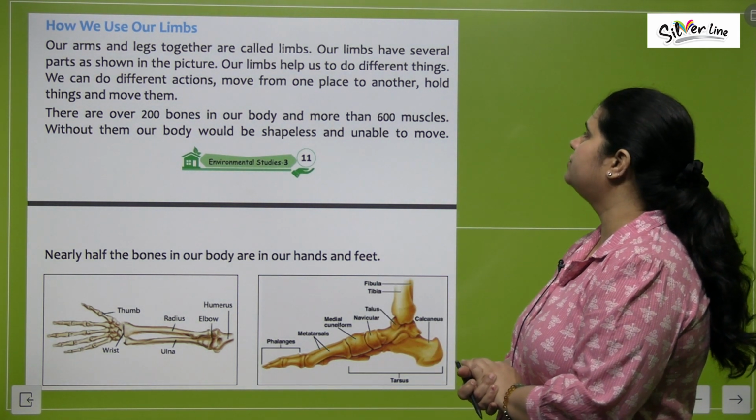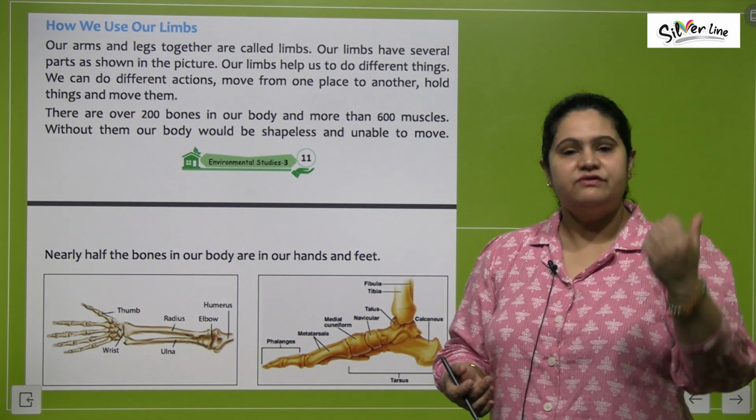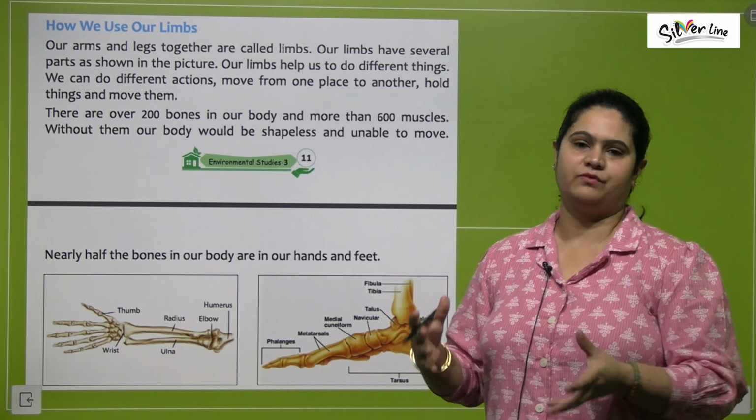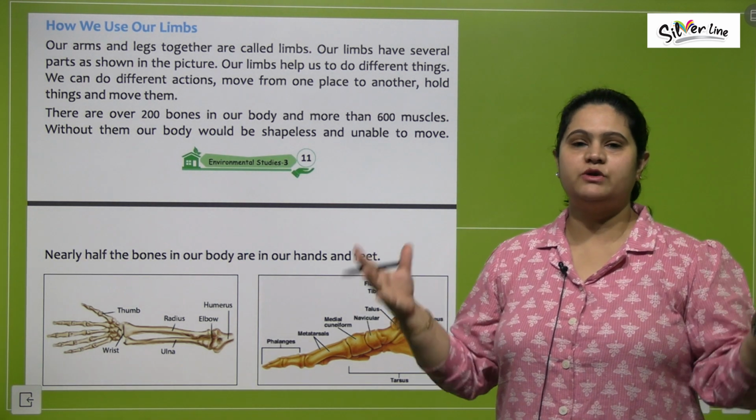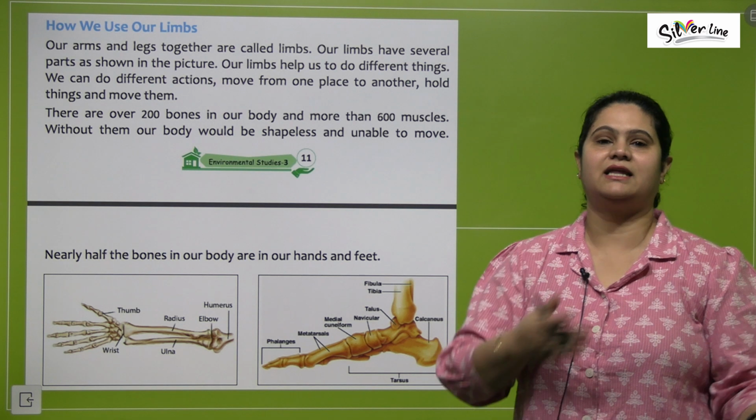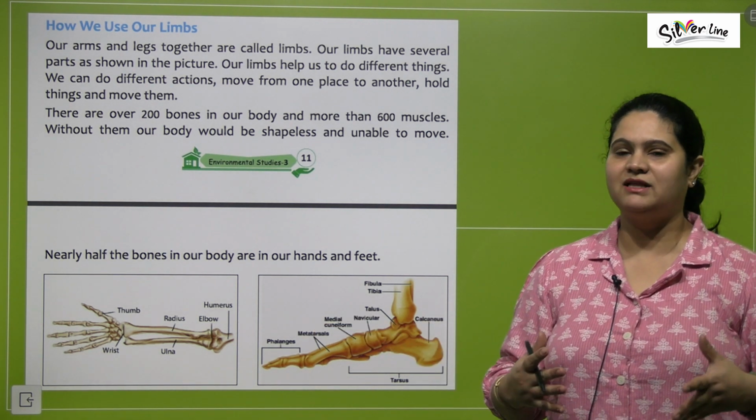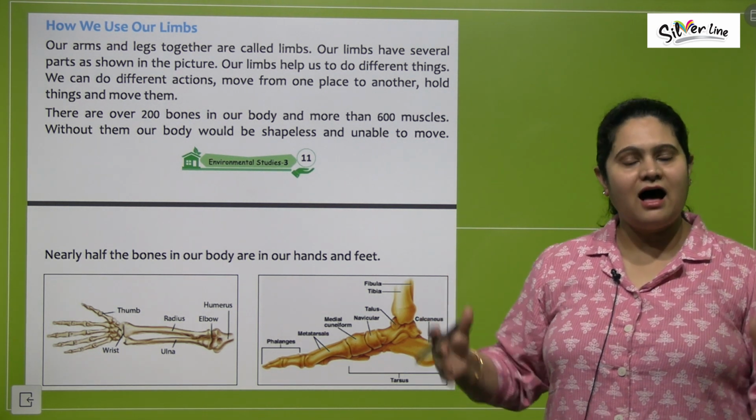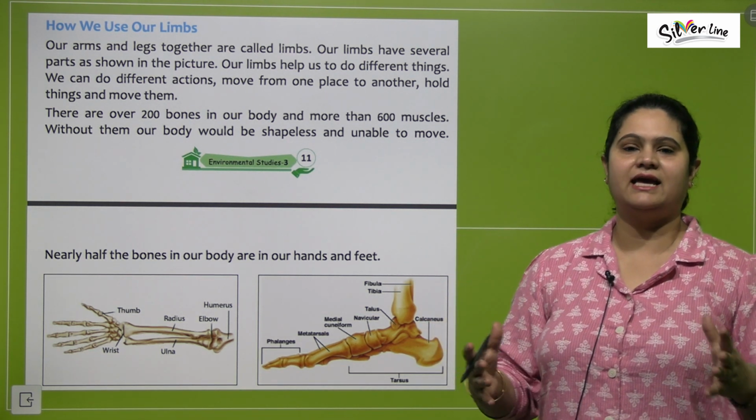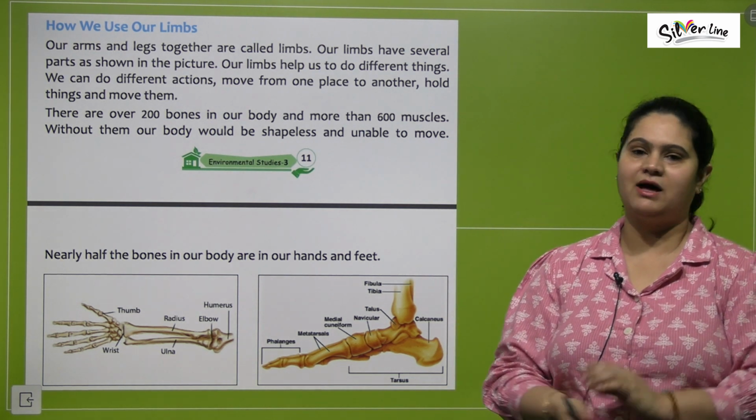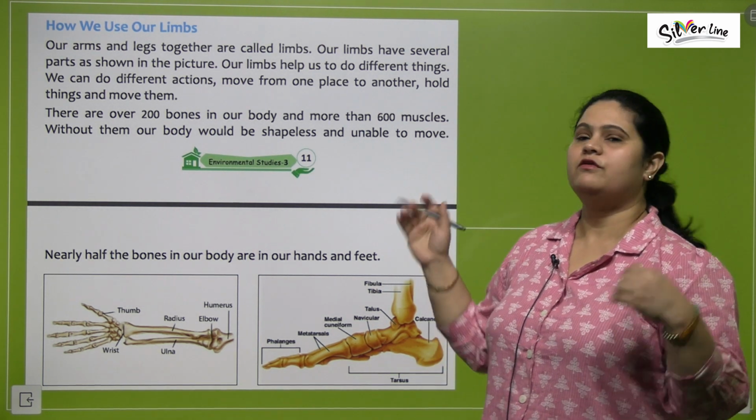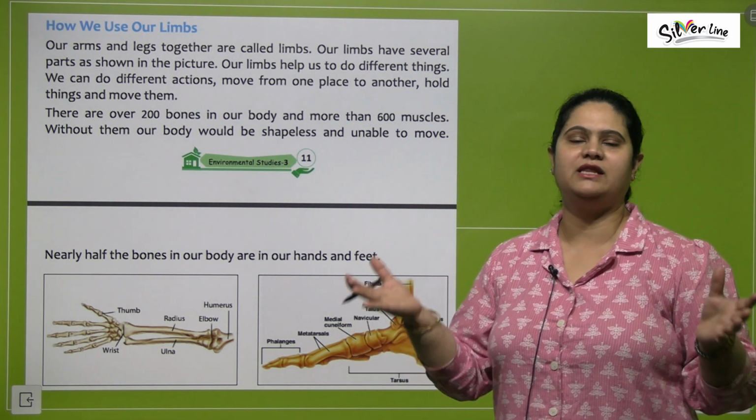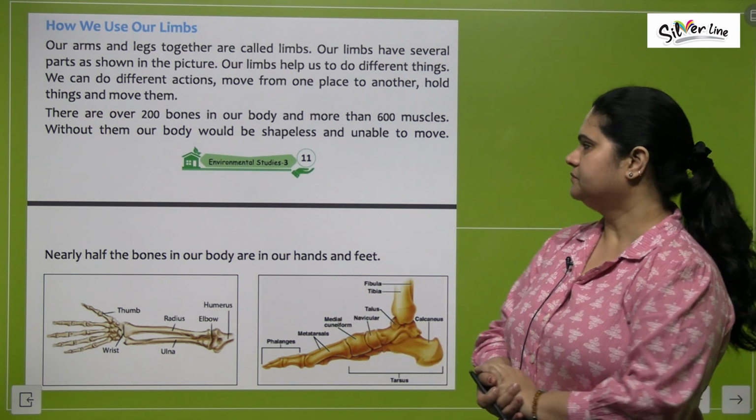Our limbs help us to do different things. We can do different actions, move from one place to another, hold things and move, right? So हम जो ये सारे काम करते हैं वो किसकी मदद से करते हैं? चलना किसकी मदद से करते हैं? पैरों की मदद से करते हैं. हम अगर कोई हैंड से वर्क कर रहे हैं, so it is because of our arms. तो हमारे जो arms और legs हैं ये बहुत सारे काम करने में हमारी मदद करते हैं. They help to move from one place to another, hold things, writing. They're all done with the help of our limbs.